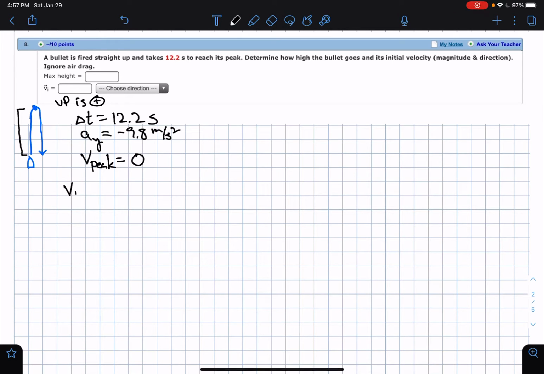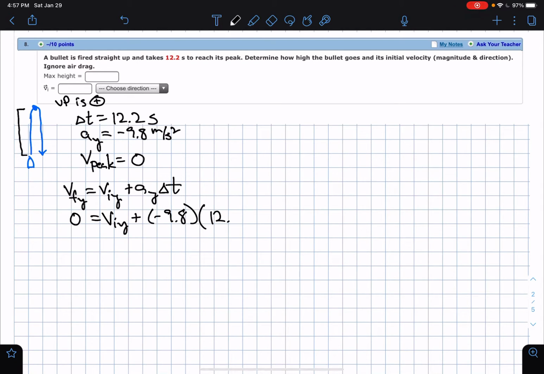I'll write down the first one: v final y equals v initial y plus ay delta t. So v final y, that's this, is 0. We don't know the initial. We know ay, we know delta t. Great, we know everything here except the initial velocity, which is what we're looking for. So 0 equals v initial y plus negative 9.8 times 12.2. Multiply these together, and I get 0 equals v initial y minus 9.8 times 12.2.